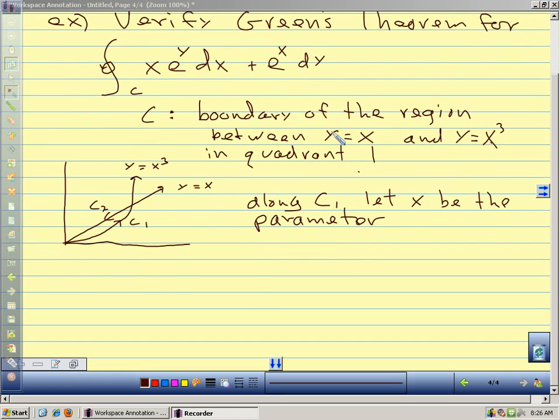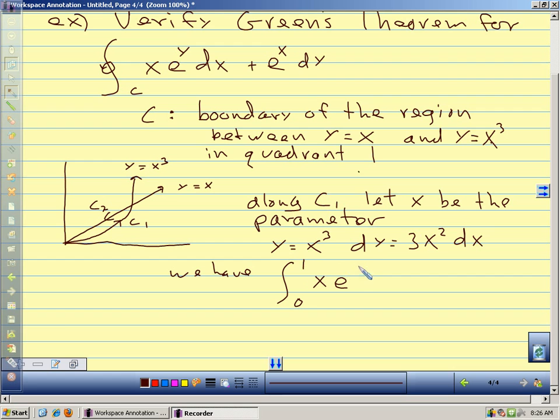So along C1, y equals x to the third, so dy equals 3x squared dx. And our integral comes out to be the integral from 0 to 1 of x e to the x to the third, this is y, dx, plus e to the x dy, which is 3x squared dx. And we want to evaluate that.